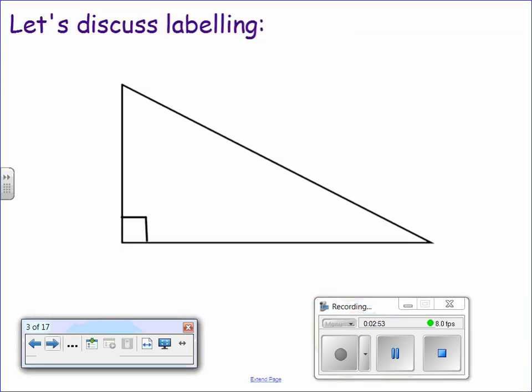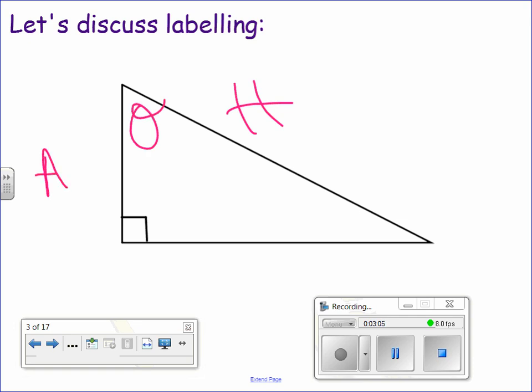So we kind of already discussed labeling, but can you just point for me where the hypotenuse would live? Very good. I'll just call it H. If this would be my theta, can you point to where the adjacent side would be? Very good. The one on the left. And can you point to where the opposite side would be? Very good. The one on the bottom. Does everybody agree? Any questions? Because I'm going to erase that and we're going to retry it with a different theta.